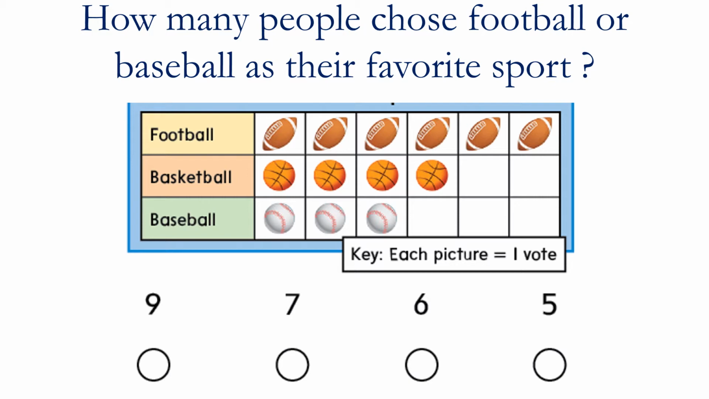Are you ready for the answer? It's 9. Because what we're going to do is we're going to take the total for football, and you can see that's 6, and the total for baseball, which is 3, and add them up. 6 plus 3 equals 9.